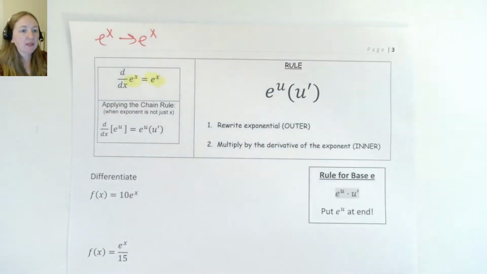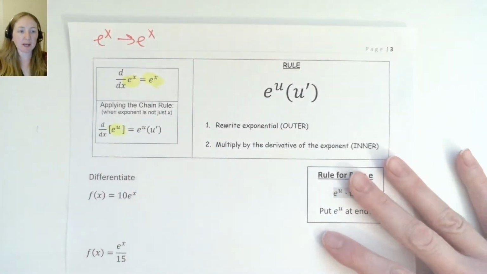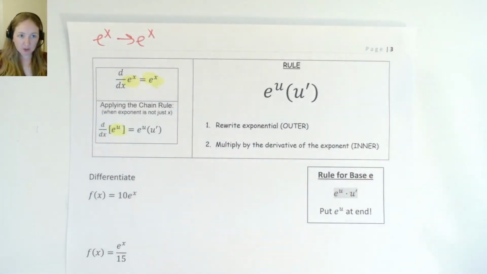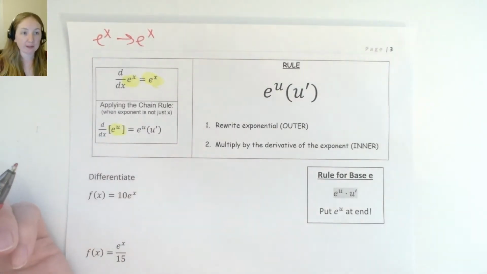Now, if you apply the chain rule to this e to the x function, then our e to the u rule is developed. Now, I just want to take a quick minute and talk about this. This is purely for your information. If you want to skip to the next video, that is totally fine, but I'm just going to take a minute and talk about why this is.